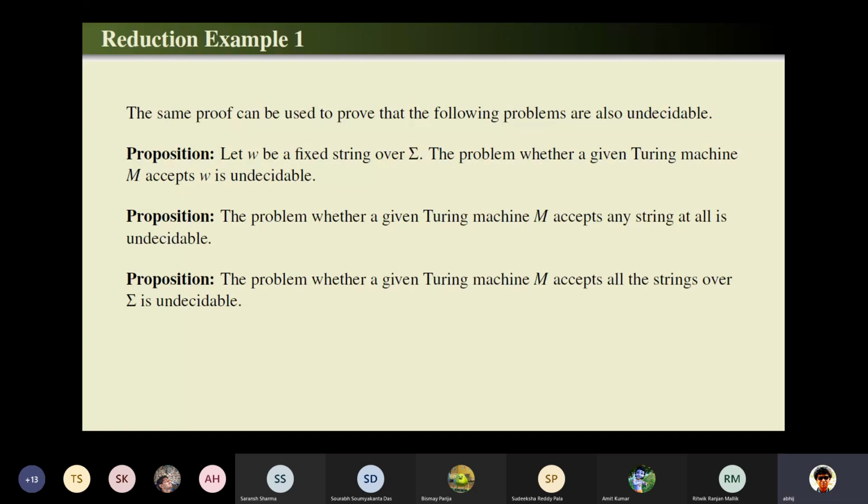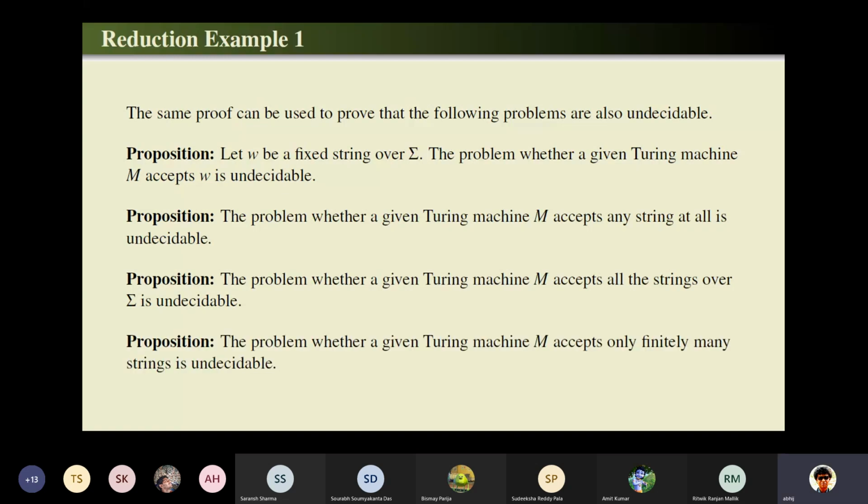Likewise, whether it accepts anything, any string or all strings, the same reduction will work. And the problem whether a given Turing machine accepts only finitely many strings is also proved undecidable by this reduction, because the empty set is finite, of size 0, and sigma star is infinite.